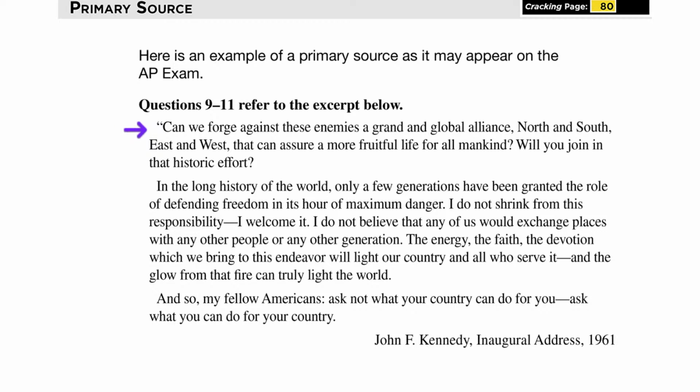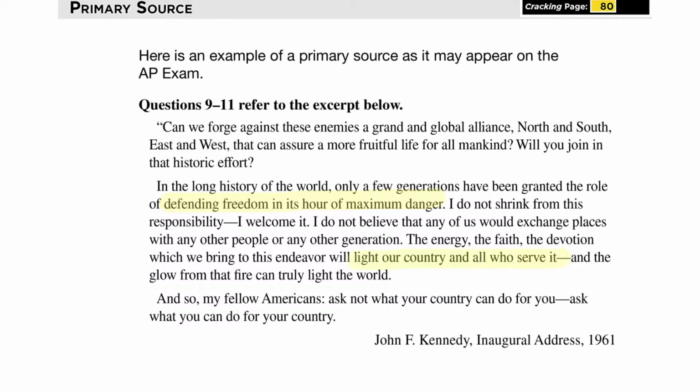Can we forge against these enemies a grand and global alliance, north and south, east and west, that can assure a more fruitful life for all mankind? Will you join in that historic effort? In the long history of the world, only a few generations have been granted the role of defending freedom in its hour of maximum danger. I do not shrink from this responsibility. I welcome it. I do not believe that any of us would exchange places with any other people or any other generation. The energy, the faith, the devotion which we bring to this endeavor will light our country and all who serve it. And the glow from that fire can truly light the world.